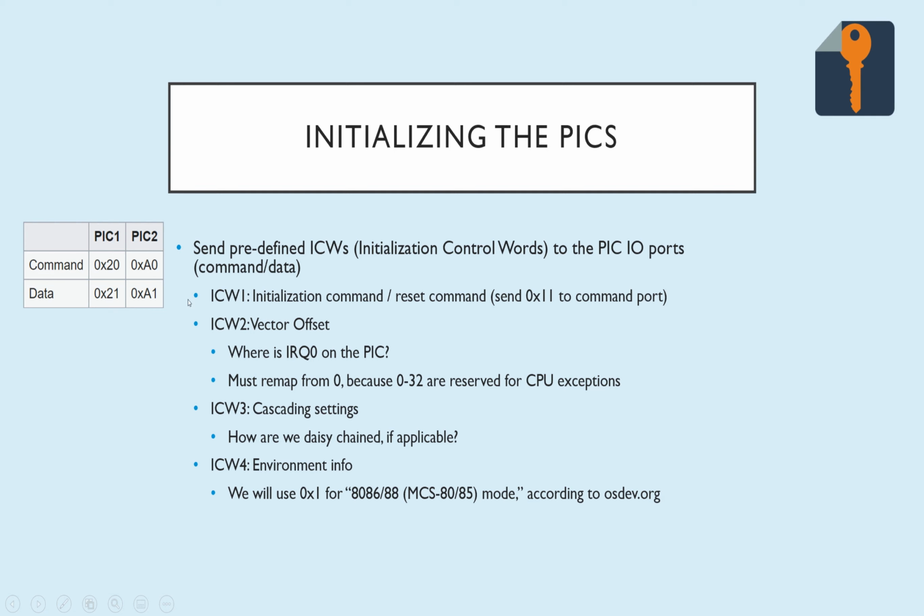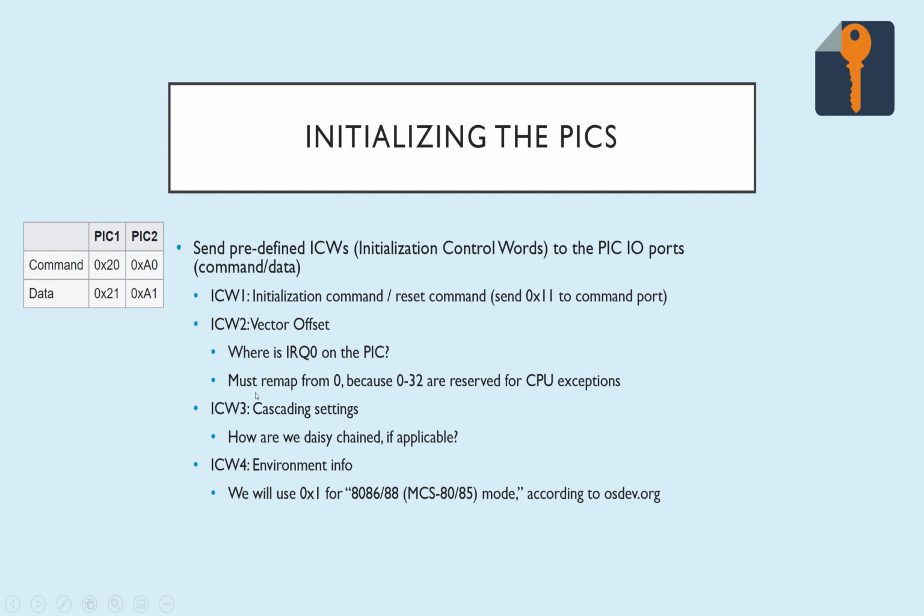And there are 4 ICWs that we need to worry about. The first one is the initialization/reset command to get it ready to receive the other 3. Really we're just sending 0x11, a special value, to the command port on each PIC to reset it. Then we have number 2, the vector offset. This is saying where IRQ0 is on the PIC. Where is the first interrupt going to be located? We have to remap this because by default it is 0. But interrupts 0 to 32 are reserved for CPU exceptions such as divide by 0, double fault, triple fault, those types of things. So we can't have the CPU exception firing off and then calling our keyboard procedure, basically.